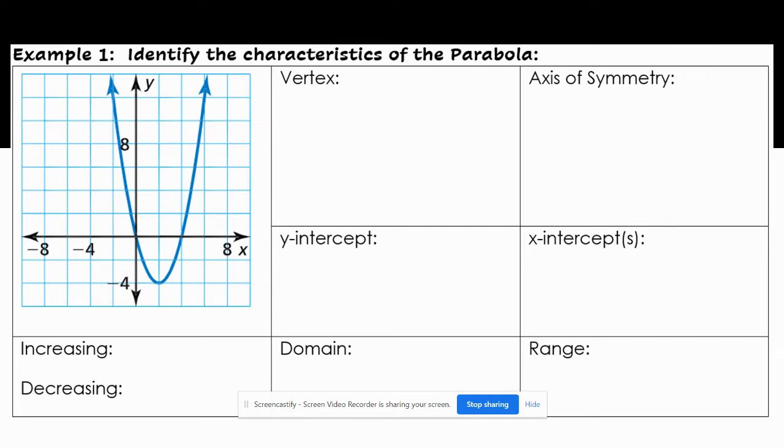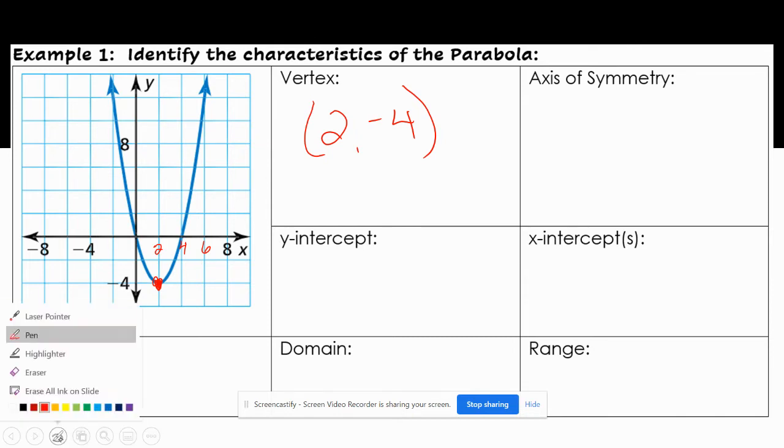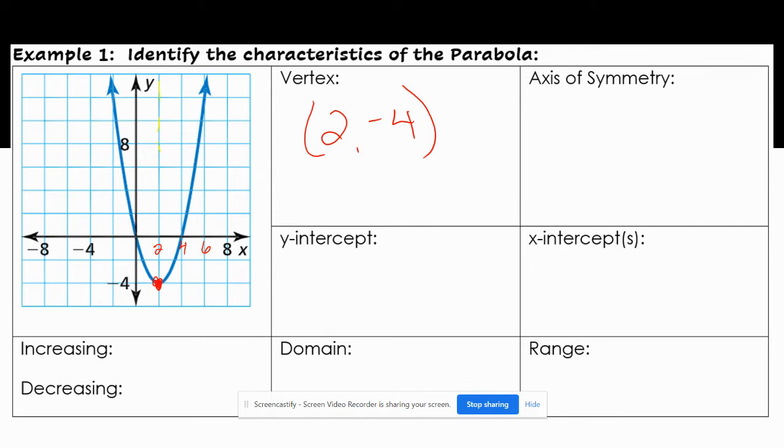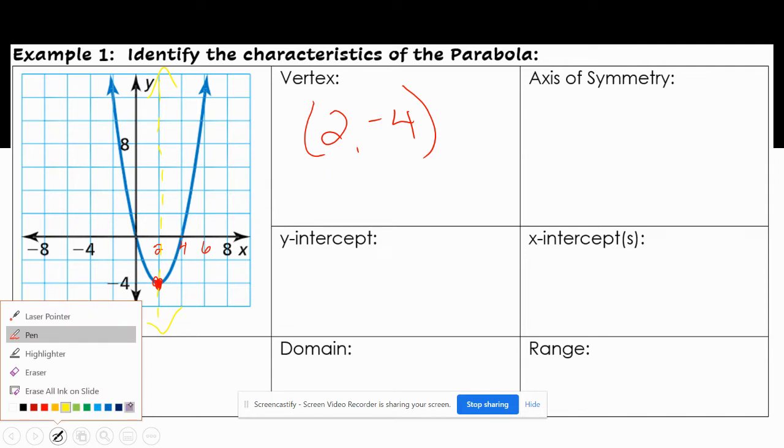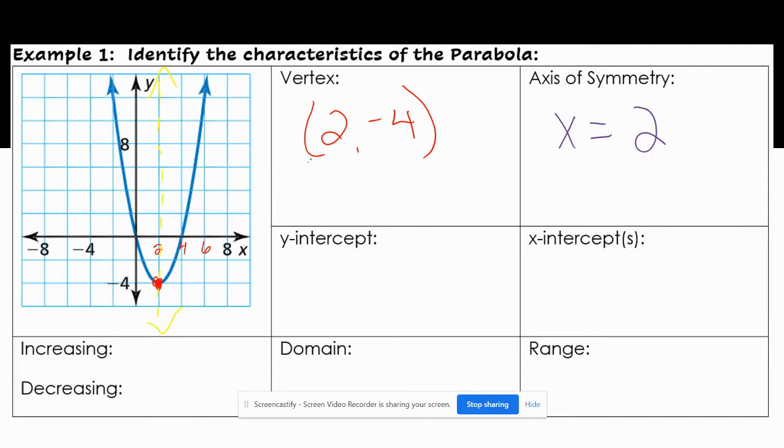So let's see what we can get out of a parabola that is already graphed. I'm going to start with finding my vertex, which in this case is down here. Now it looks like the scale on the x-axis is going by 2s. So that makes our vertex the ordered pair 2, -4. Remember, our axis of symmetry always goes through the vertex of our graph, and that will have x equal to 2. This value and this value should always be the same thing.